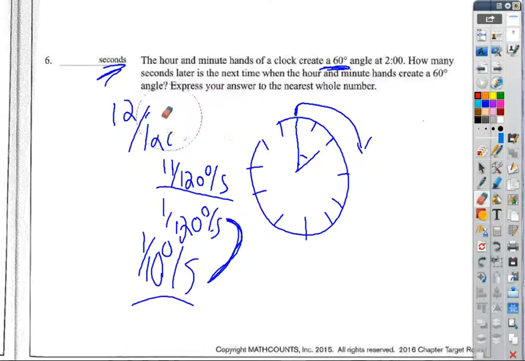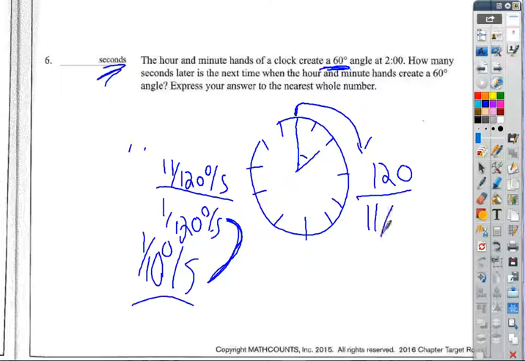Since we know the relative rate, all we have to find is how long it takes the minute hand to travel 120 degrees at that speed, because it wants to close the 60-degree gap and then open another 60-degree gap on the other side. So 60 plus 60, the closed gap plus the gap we're opening, is 120. Then we divide that by 11 over 120. Why are we doing that?